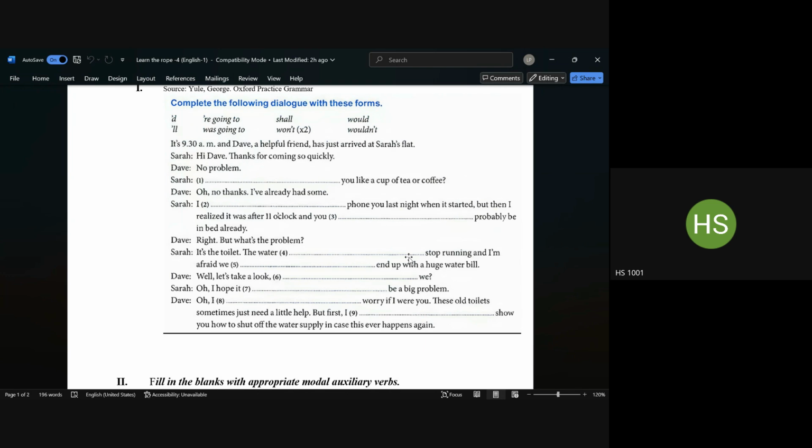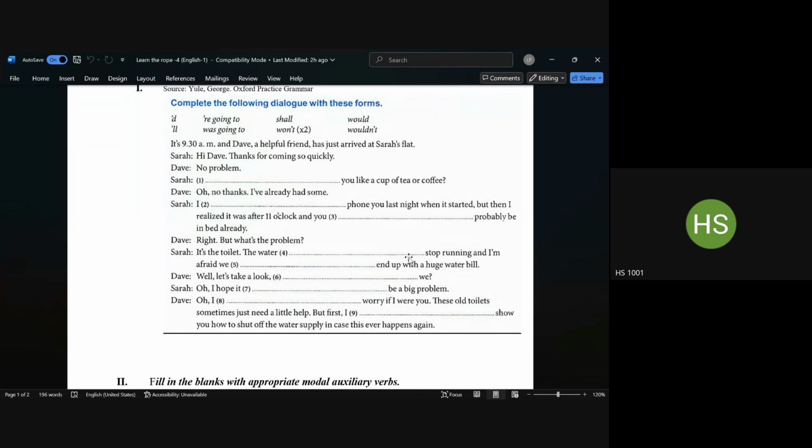In this case, would is used to make it polite, right? This is not showing its core meaning of hypothetical, unreal, imagined. That function is not the one that it is performing here. So, would you like a cup of tea or coffee? Dave: Oh, no thanks. I've already had some.